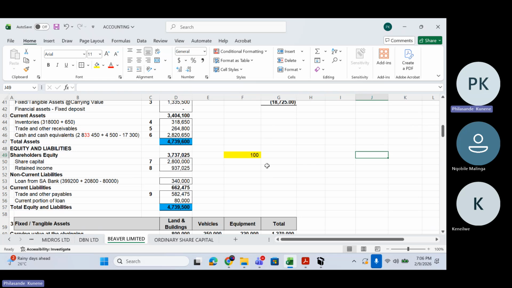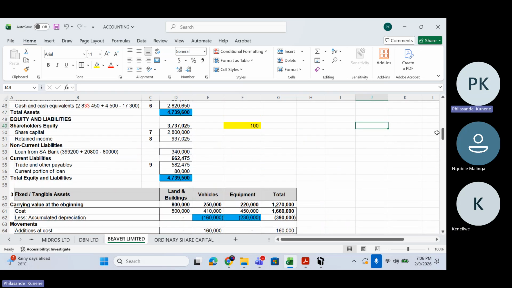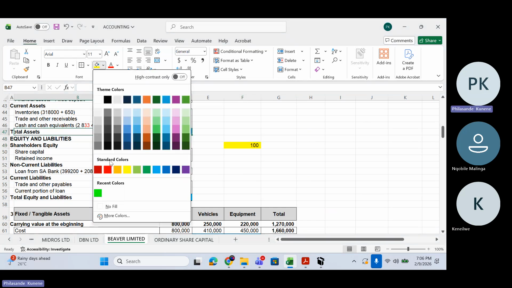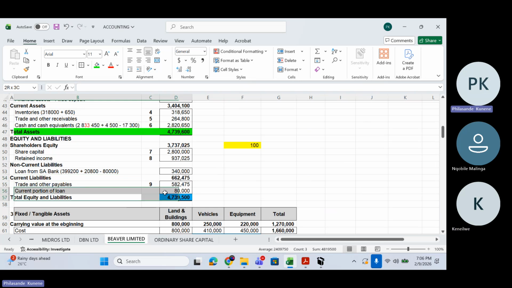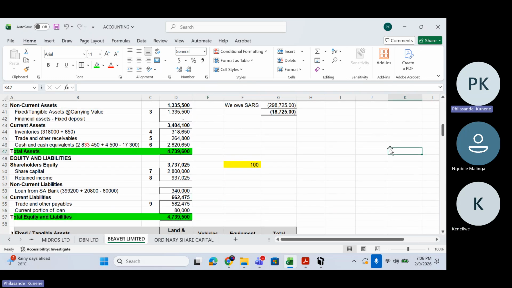But you guys can see the principle, the process. Somewhere, somehow, maybe from our income statement or wherever, there was a calculator error or typing error that we had. But you can see our total assets are still different by 100 rand. So somewhere, somehow, we might have to check our calculator, 4,739,600, 4,739,500, or maybe it's a casting error on our balance sheet. But that's not a problem. You guys can see the process of doing the balance sheets.